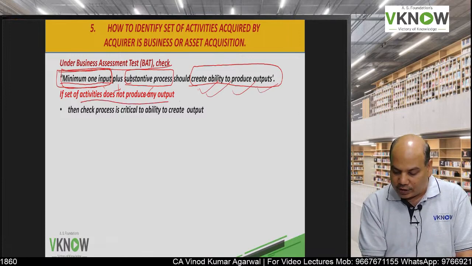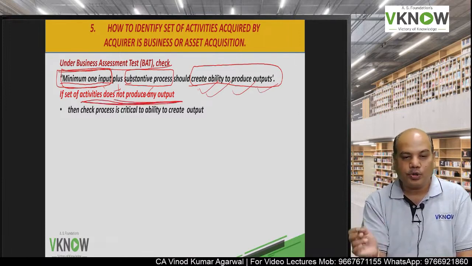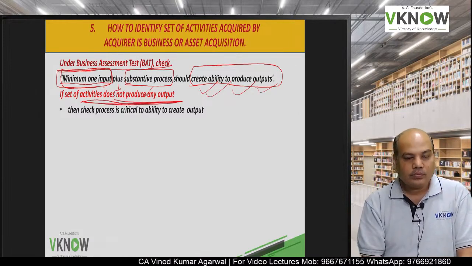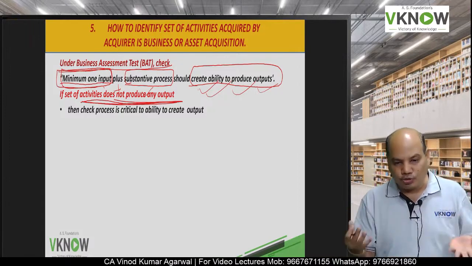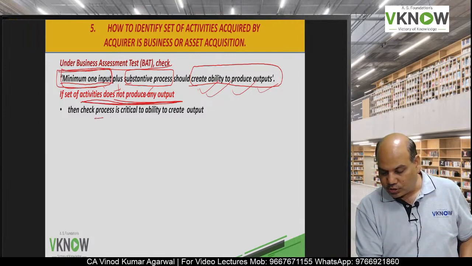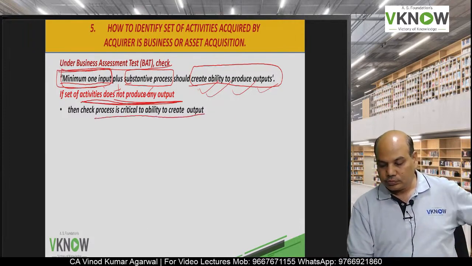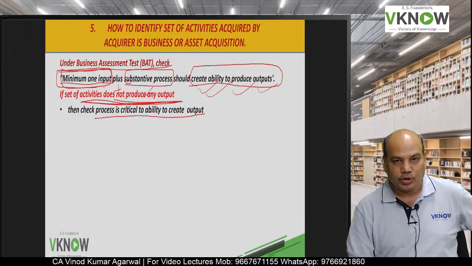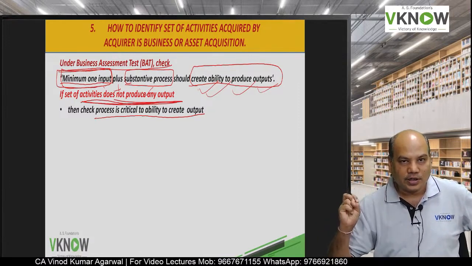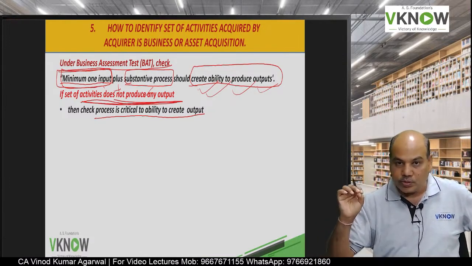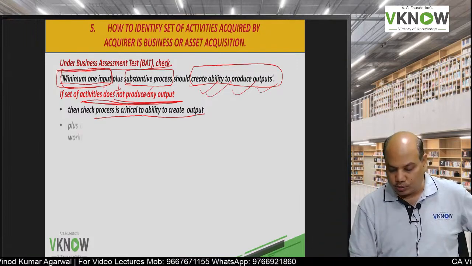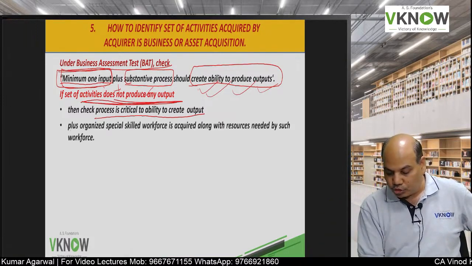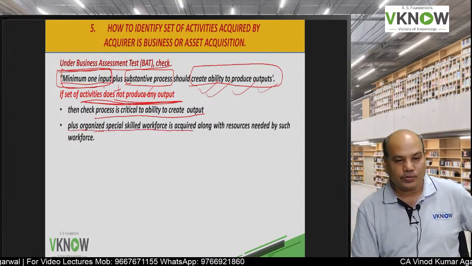If the set of activities does not produce any output, it is possible the set of activities right now is not producing output, then check whether the process is critical to the ability to create output. So sometimes you acquire a research division. That process may be so critical that it is required to create output. Plus, you must also acquire an organized special workforce.